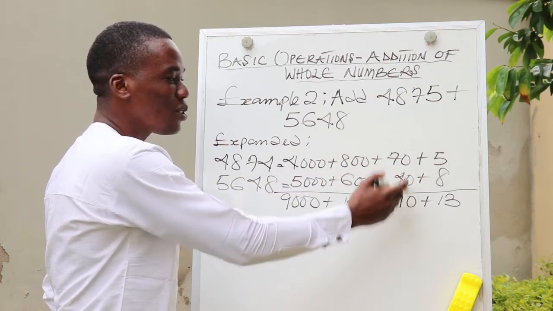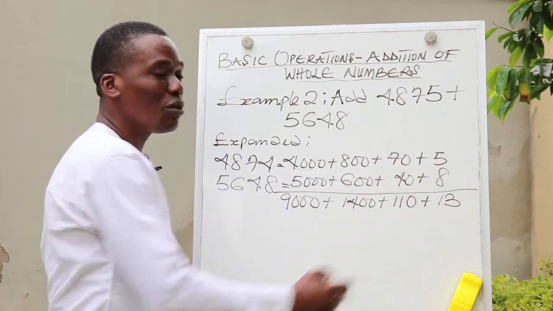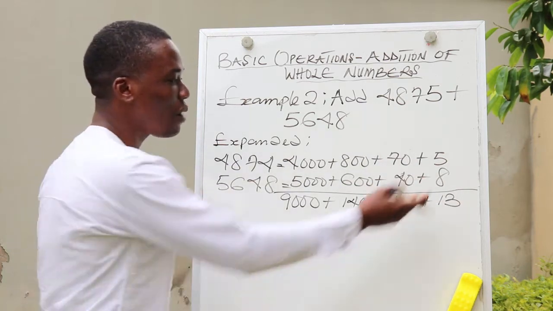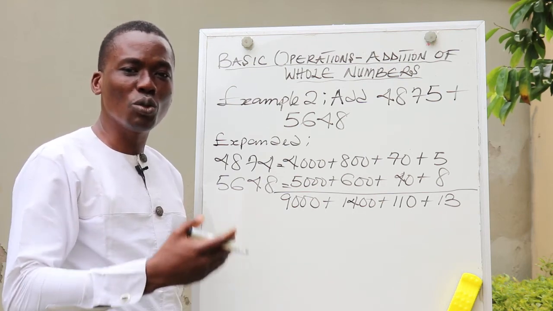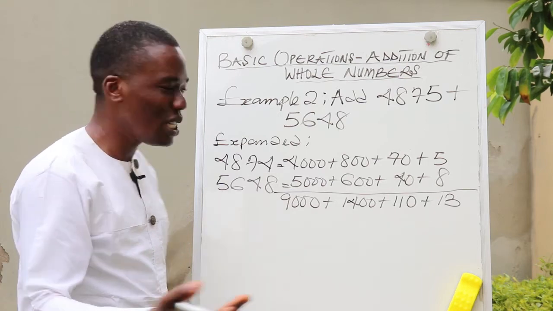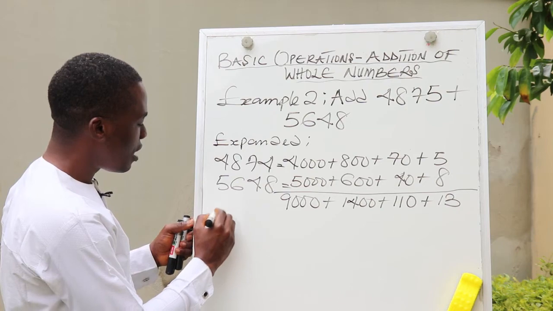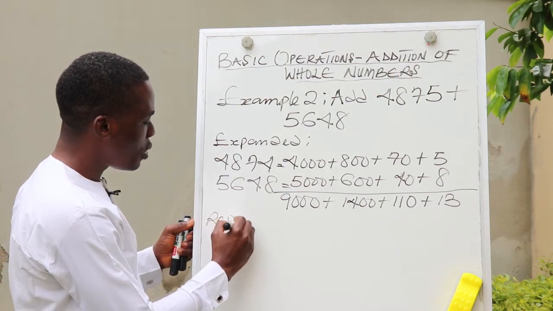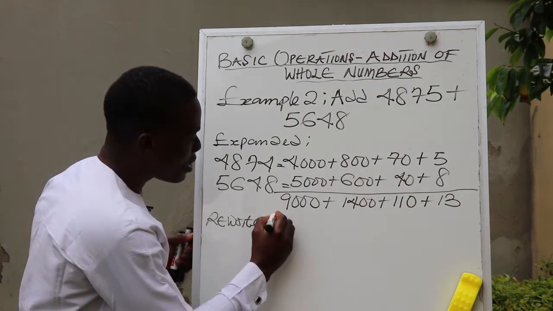110 is in the thousands, in the hundreds, but it's found in the tens, and 13 is in the what? In the tens, but it's found in the unit. So in this regard, all we need to do is to rename, or we do what? We rewrite. Now, how do we go about doing that? Now, 9 is in the thousand, in the rightful place. All we need to do is to what? We're going to rewrite.